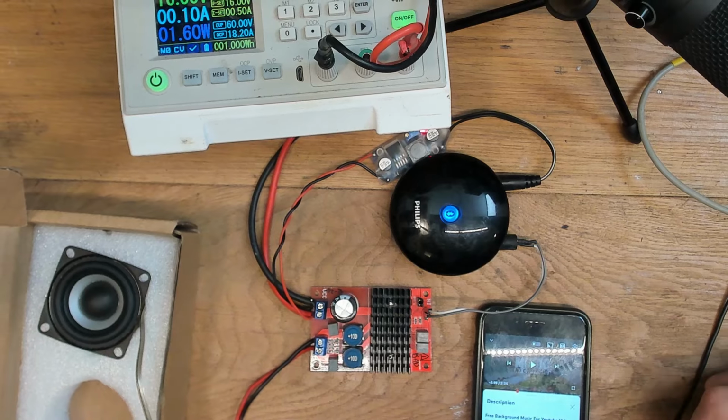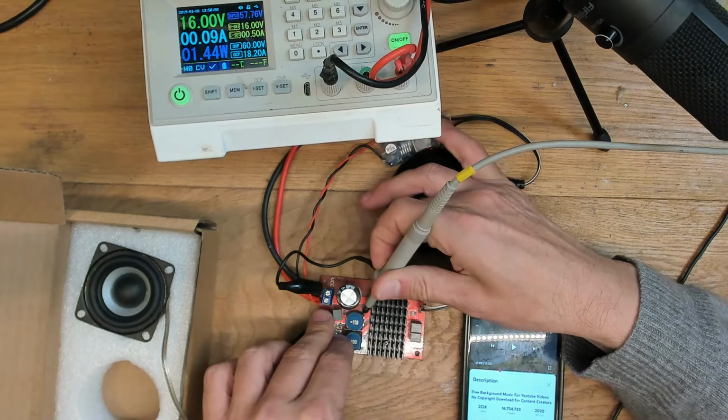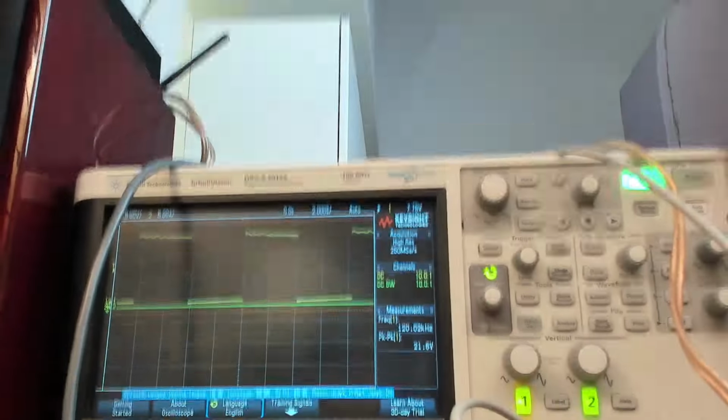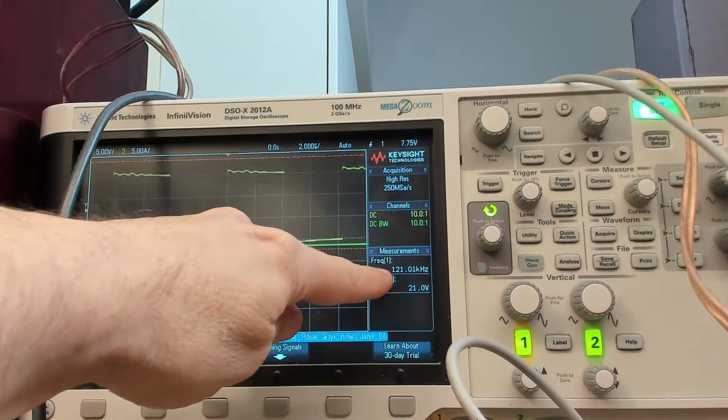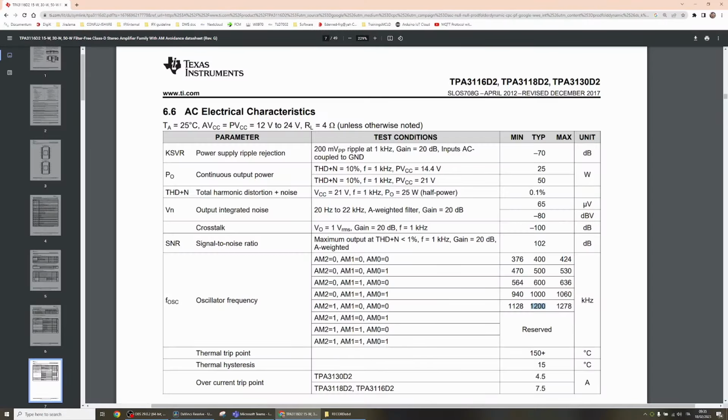The most important problem is that the switching frequency is only 120 kHz. But in the device datasheet it is clearly stated that the minimum switching frequency should be 400 kHz, up to 1.2 MHz. In this PCB, the switching frequency is set to 400 kHz, but the real one is only 120. This is not good for reproducing high frequencies.